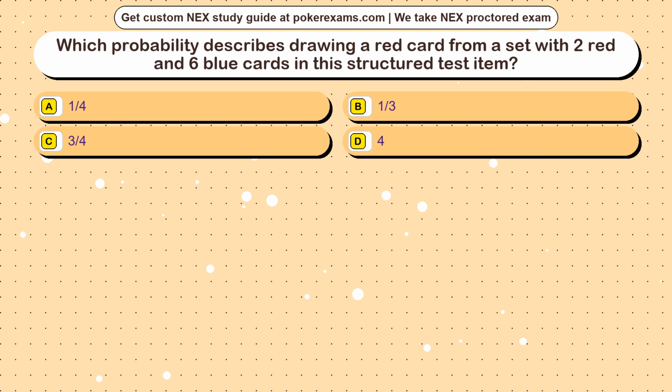Question 1. Which probability describes drawing a red card from a set with 2 red and 6 blue cards in this structured test item? Option A, 1/4. Option B, 1/3. Option C, 3/4. Option D, 4.